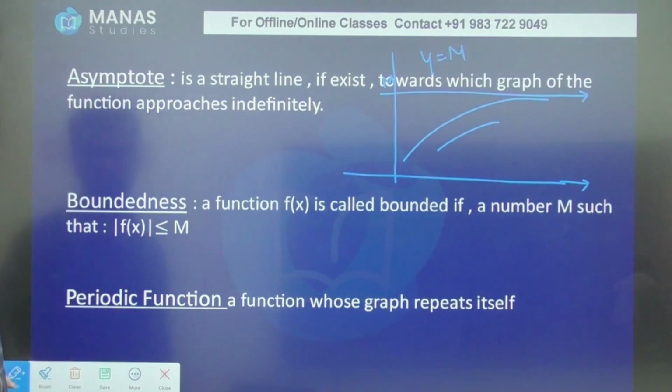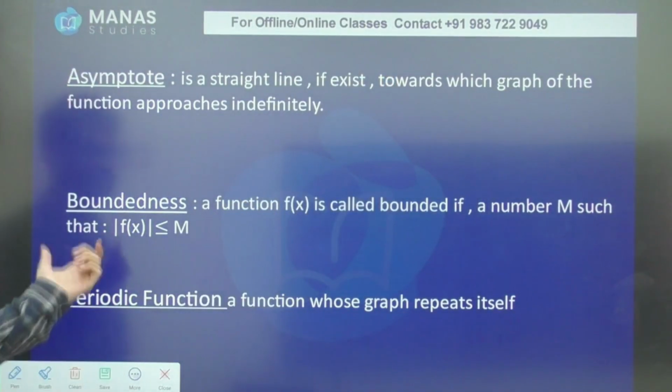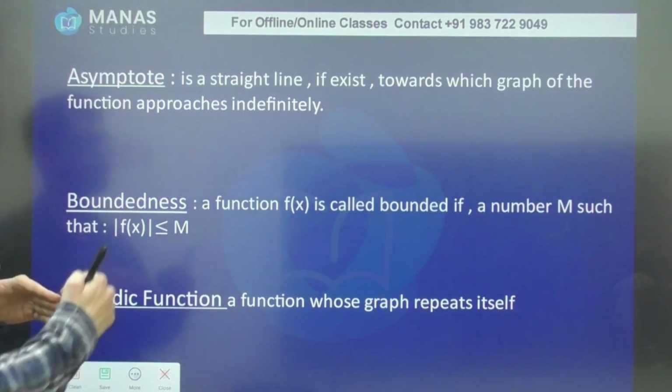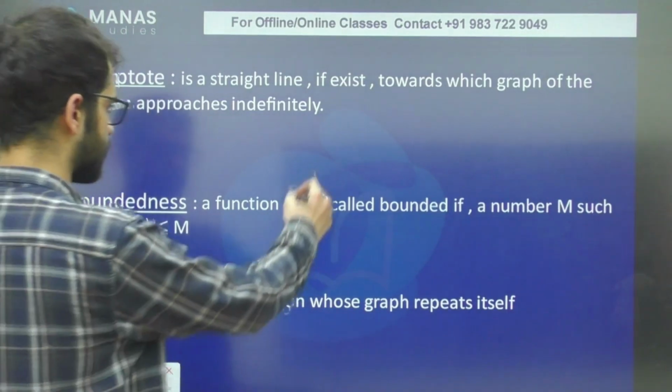Now let's look at boundedness. A function is called bounded if a number m exists such that the function is not going to cross that value. Then it is known as bounded. Let's look at an example to understand it better.